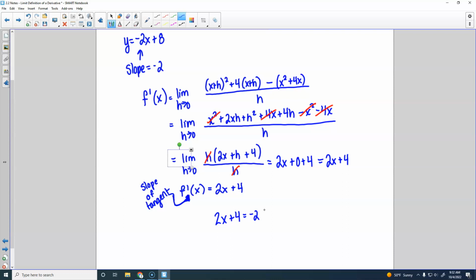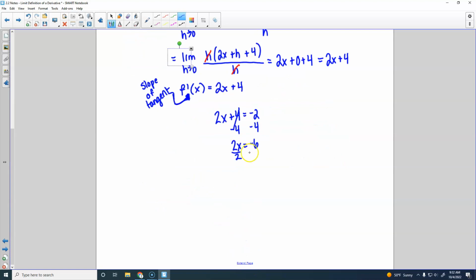And now this is a very simple equation for us to solve. We are going to subtract 4. 2x equals negative 6. We will divide by 2. x equals negative 3. There's part of our point, right? That's our x coordinate. So we're almost there at this point. What else do we need to find? We need the y coordinate. How do I find the y coordinate that goes with this? We're going to plug the negative 3 in.